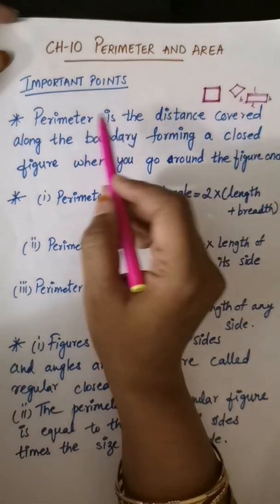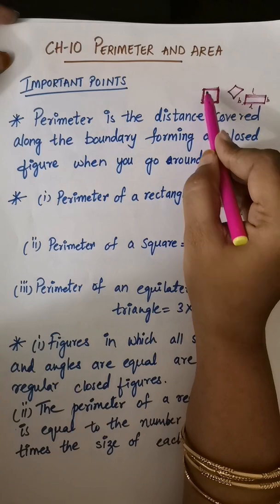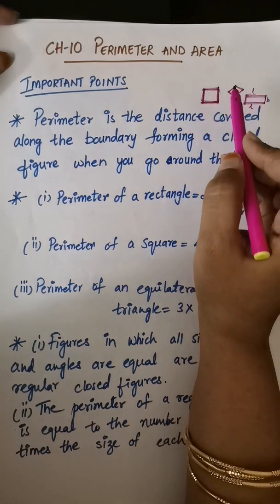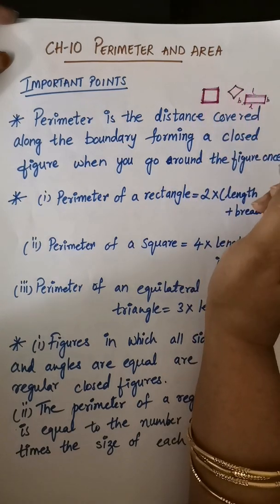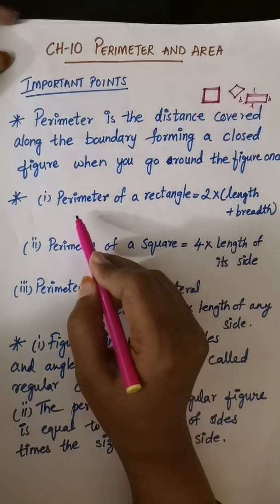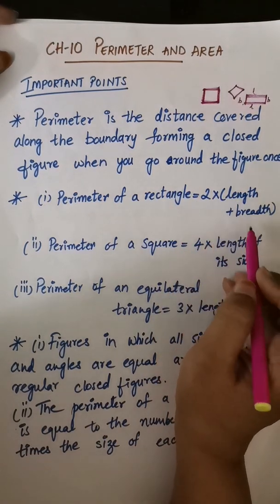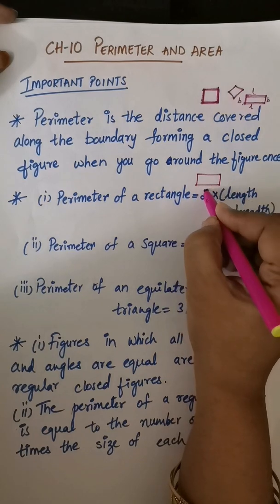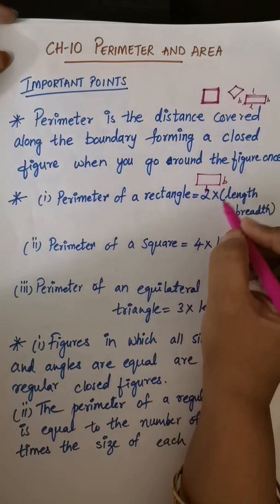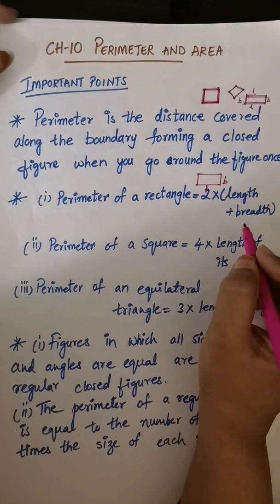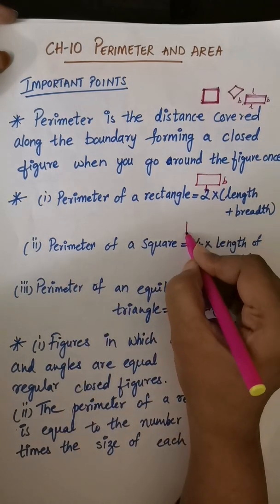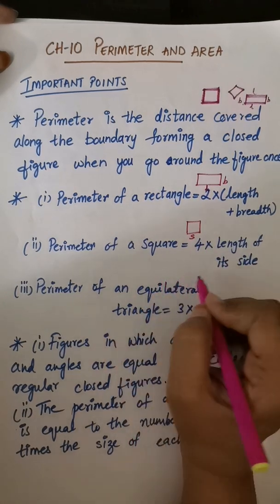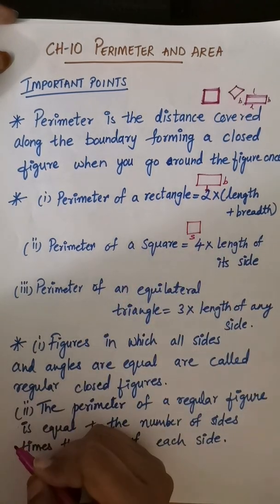Now what a perimeter is is understood. It is the distance covered along the boundary forming a closed figure when you go around the figure once. The perimeter of a rectangle is 2 into (L plus B). This is a rectangle. The longer side is the length, the shorter side is the breadth. So 2 into (L plus B). Then the perimeter of a square. Square means all sides are equal. So 4 into the length of its side, that is, 4 into S is the perimeter of a square.